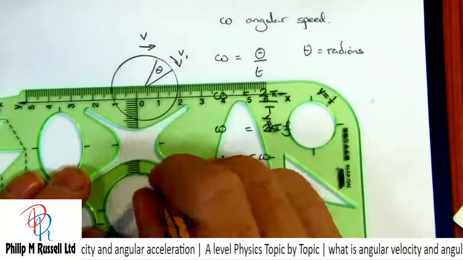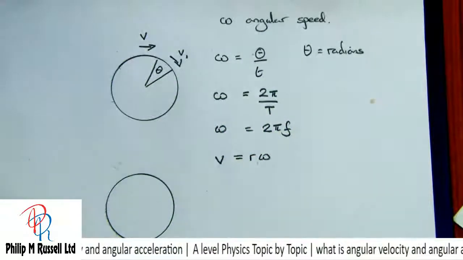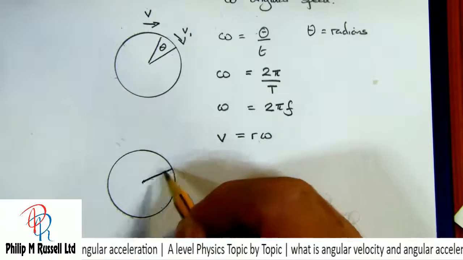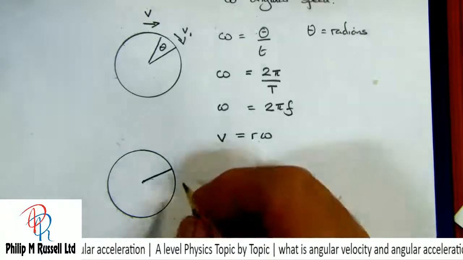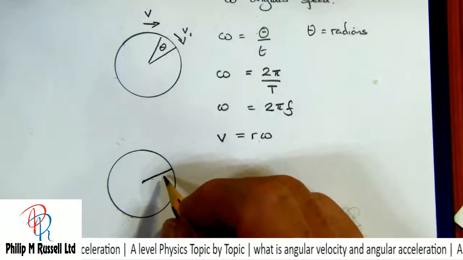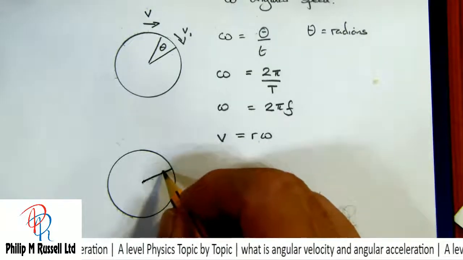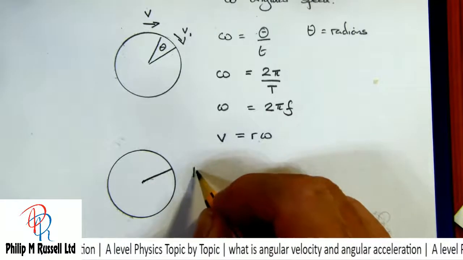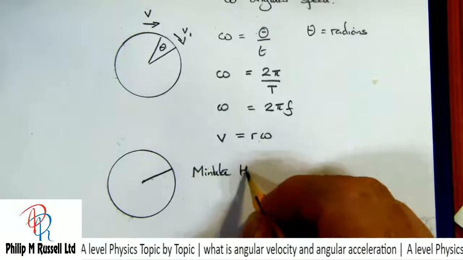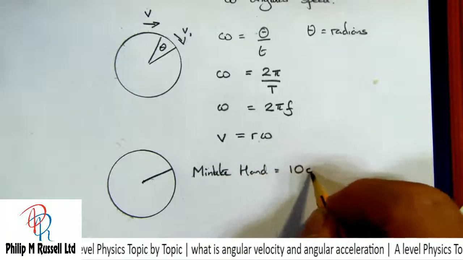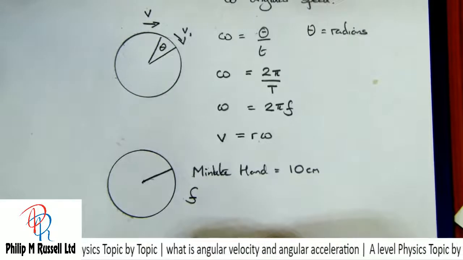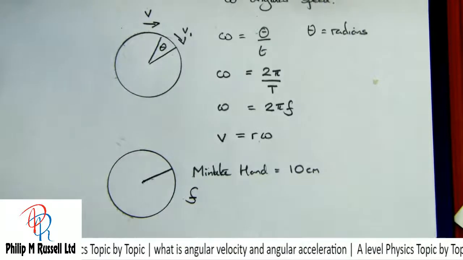If we look at an example of this, we might look at something like the minute hand of an analog watch. Let's do a clock. Looking at my clock, it's about 10 centimeters long, so let's say that the minute hand is equal to 10 centimeters. Right, so let's see if we can work out its frequency. Now, what's its frequency going to be?